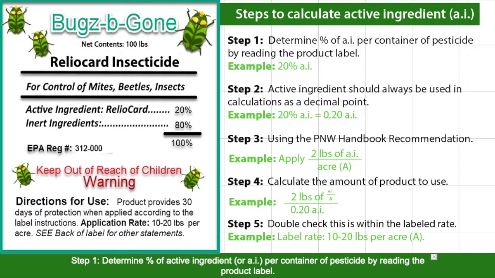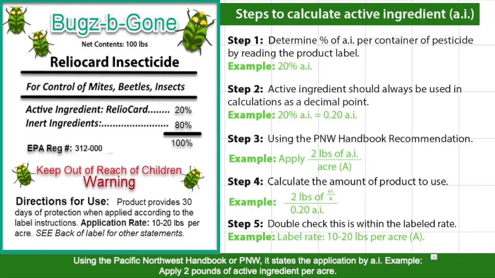Step 1. Determine the percentage of an active ingredient, or AI, per container of pesticide by reading the product label. Step 2. Active ingredient should always be used in calculations as a decimal point. For example, 20% AI equals 0.20 AI. Step 3. Recommendations can be given for managing a pest using a generic product. Using the Pacific Northwest Handbook, or PNW, it states the application by AI. Example, apply 2 pounds of active ingredient per acre.